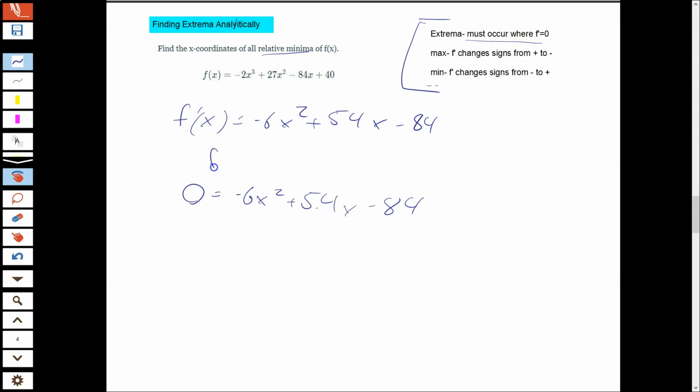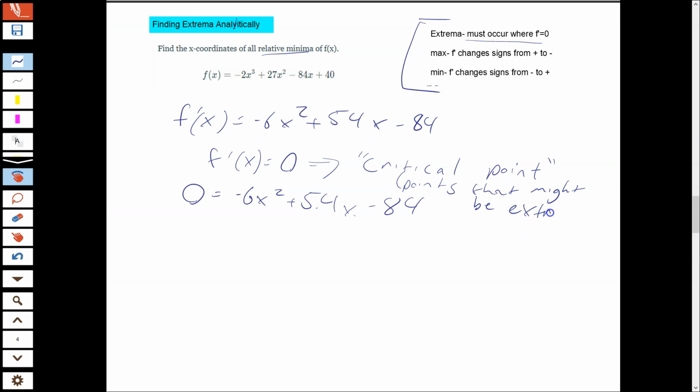Here's a good definition for you to know too. Any point where f prime is equal to 0 is called a critical point. Okay? So that's what we're finding right now, the critical points of f. Essentially, these are points that might be extrema. So that's a good thing to have in your notes. Points that might be extrema.